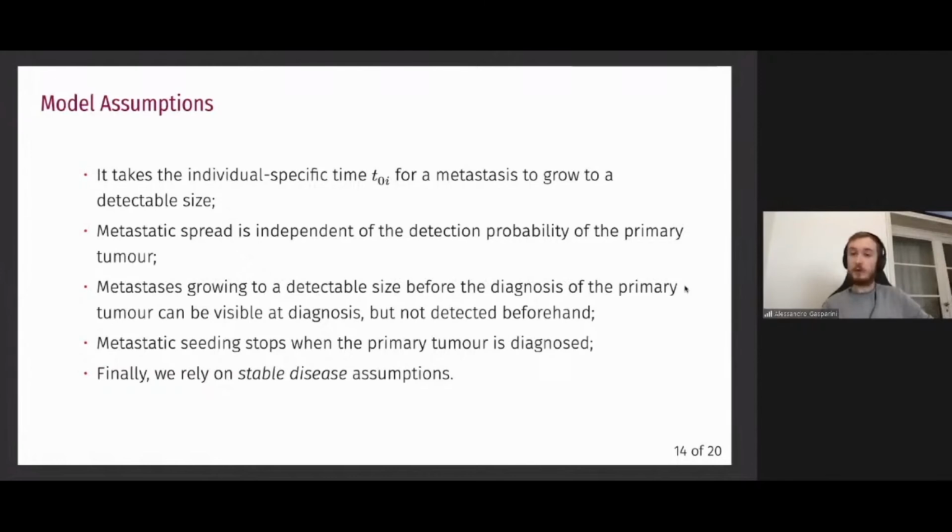This specific assumption corresponds to a hypothetical treatment that is fully effective at removing not only the primary tumor, but also the possibility for all the cells and metastases that have been spread to further metastasize. This is a strong assumption, and we are thinking about relaxing this in future work. And finally, we rely on a stable disease assumption, which means that we assume that the rate of birth in the population is constant, and the incidence rate of the disease is constant as well, is stable.